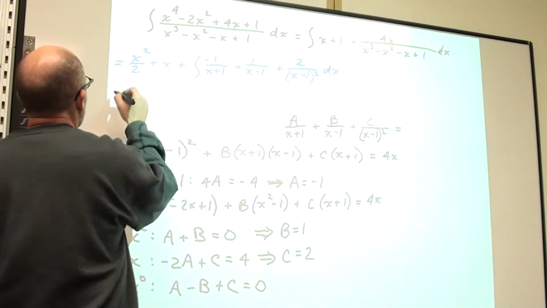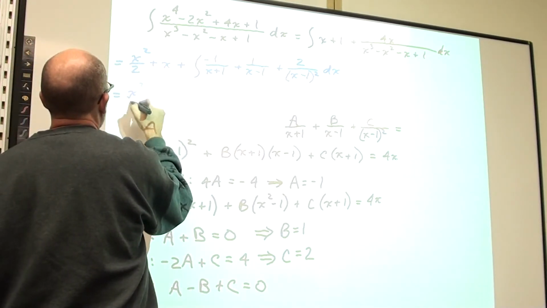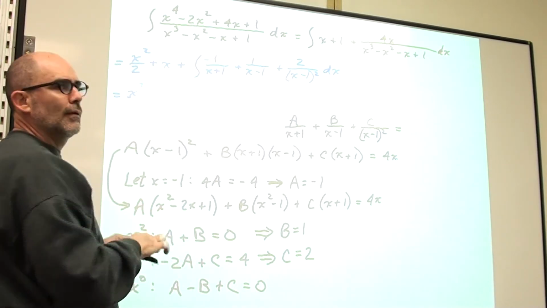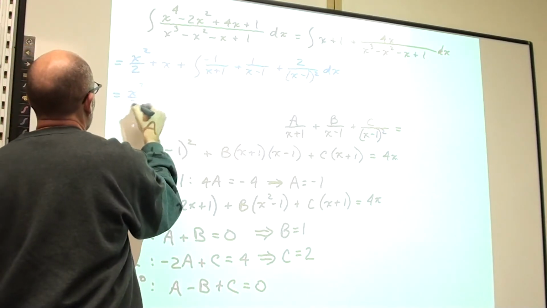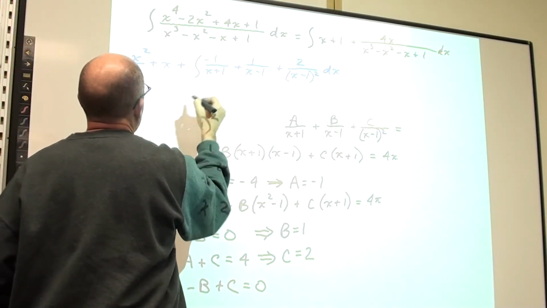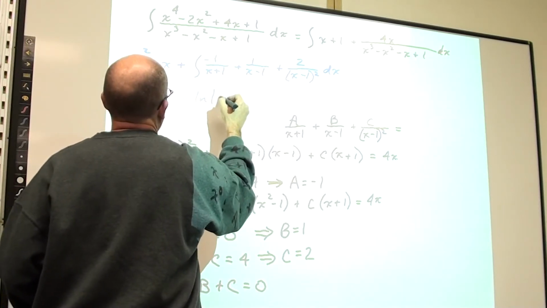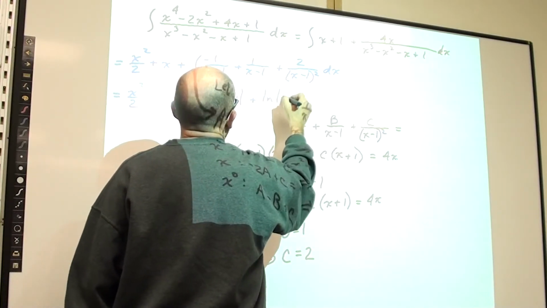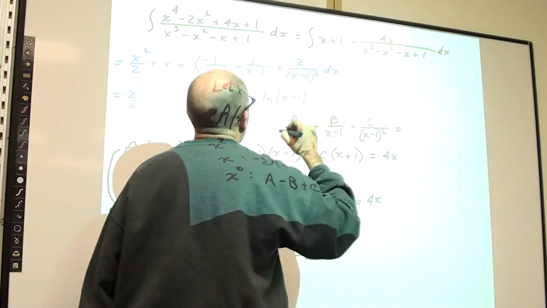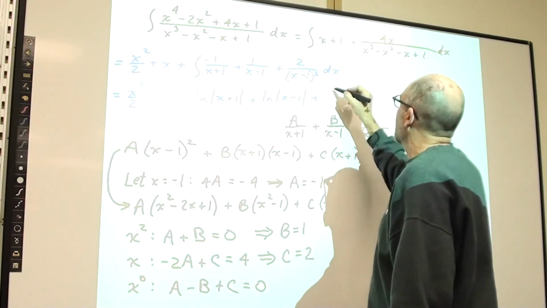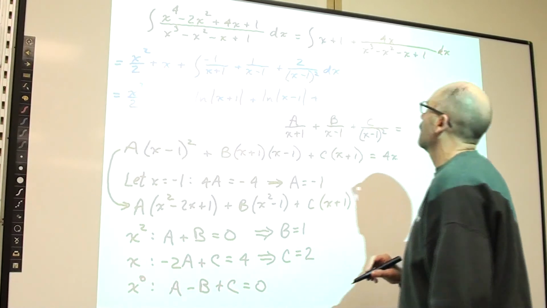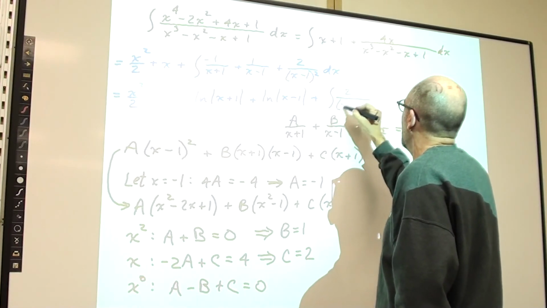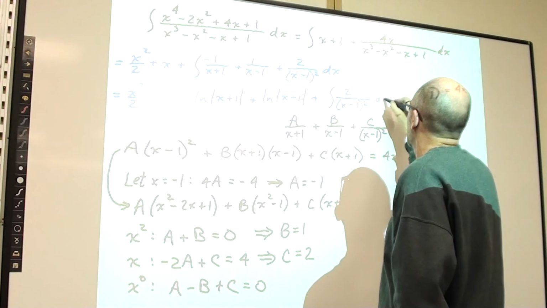Okay, so now we can say this equals x squared over 2 plus x minus natural log absolute value of x plus 1 plus natural log of x minus 1 plus, now you can't do natural log here, we have the integral of 2 over x minus 1 quantity squared dx.